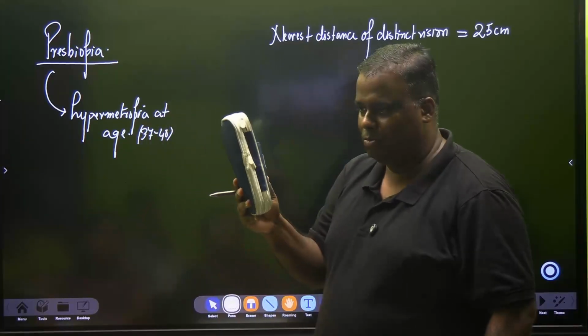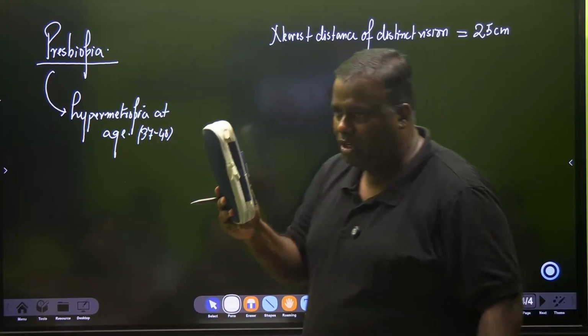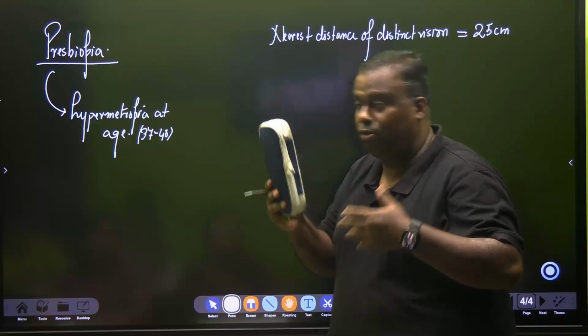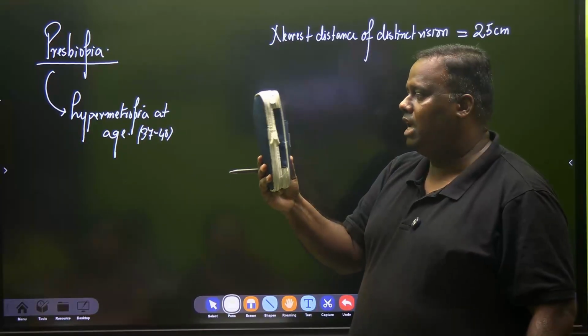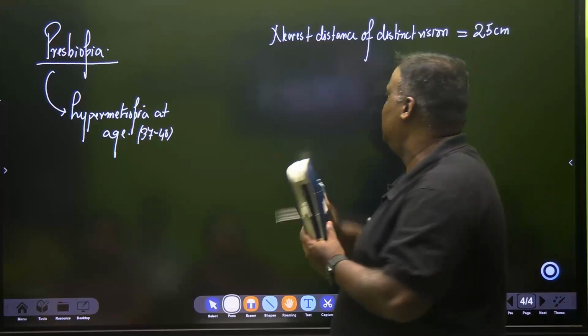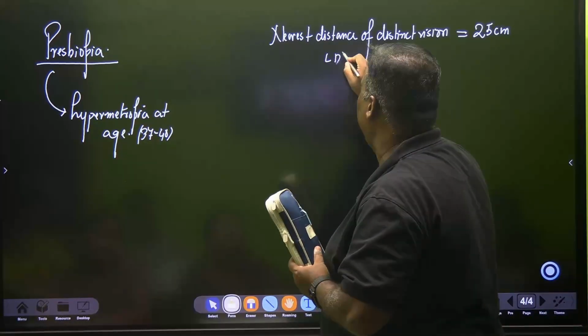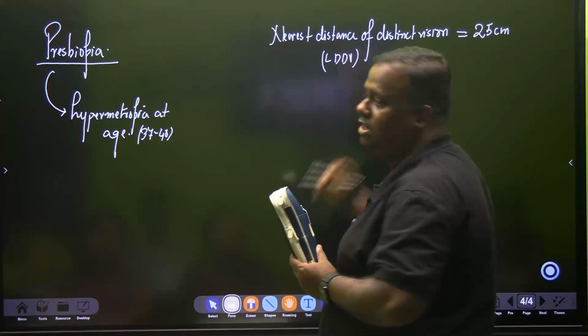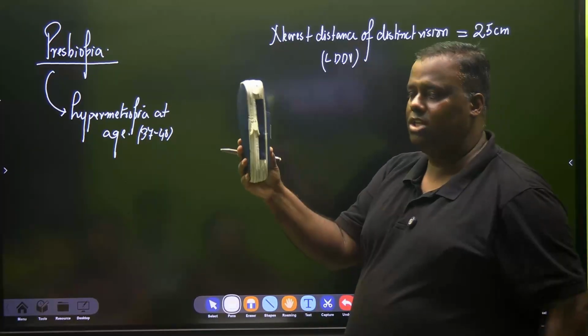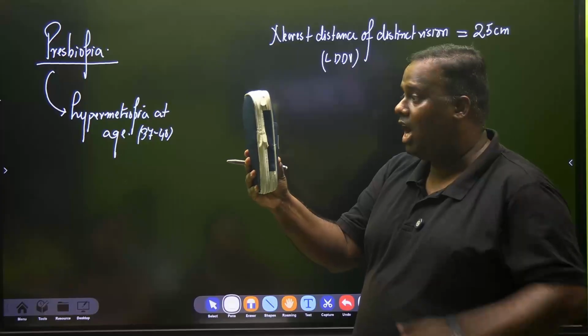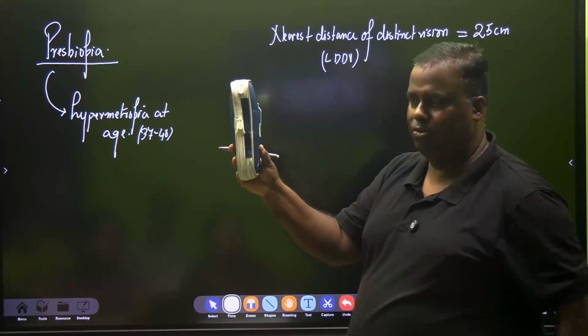एक किताब देगा आपको पढ़ने के लिए, arm length. Now what happens as we start getting into it, for me this attack happened at 35 itself. So what happens as I start seeing at 25 distance, in higher grade it is called LDDV, least distance of distinct vision. मैं पास का चीज नहीं देख पाता हूं. I am not able to read even the brand of this book.